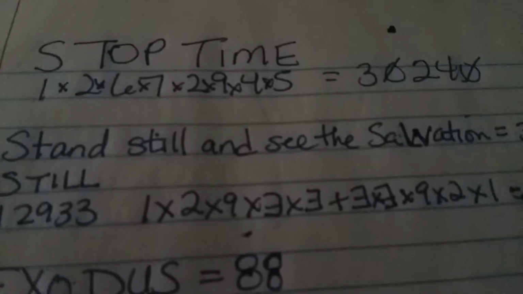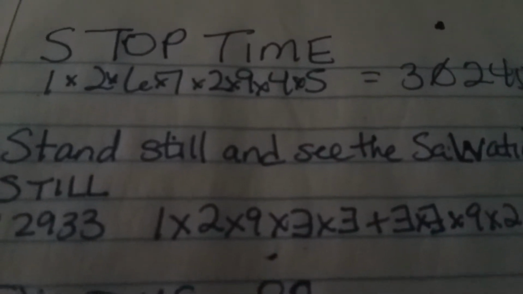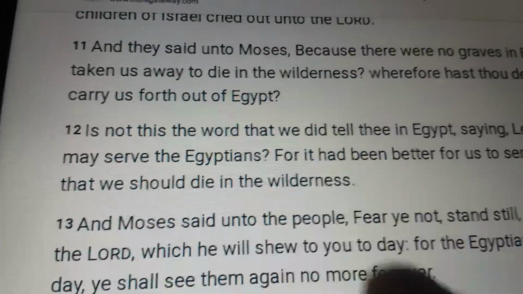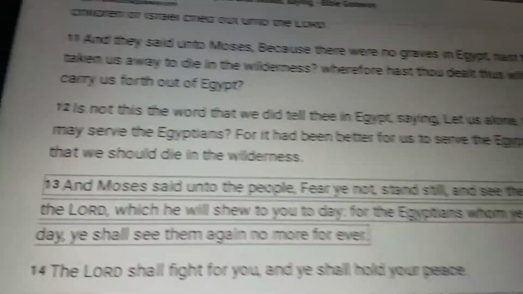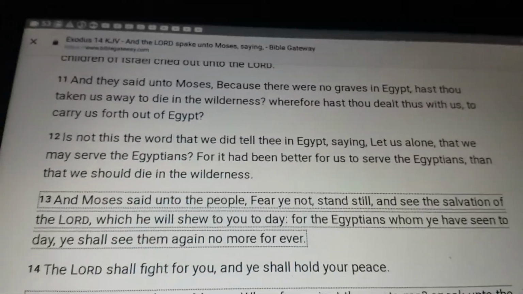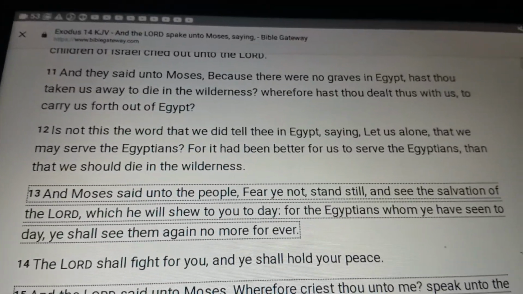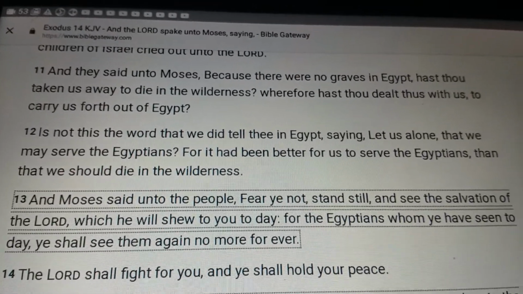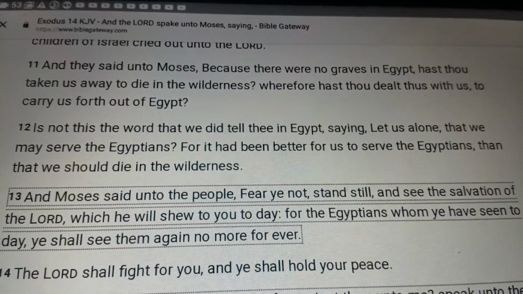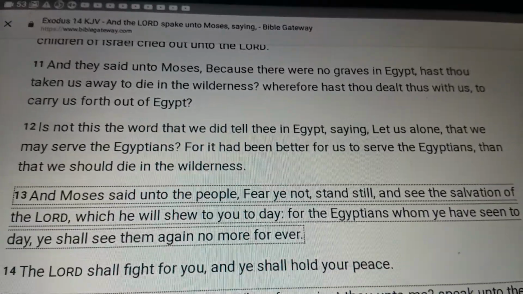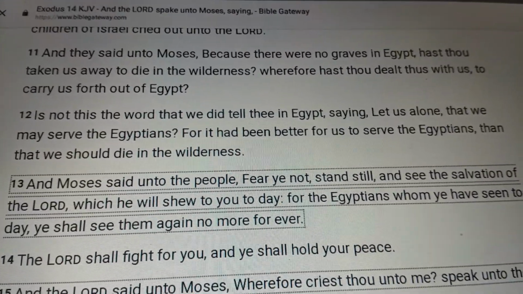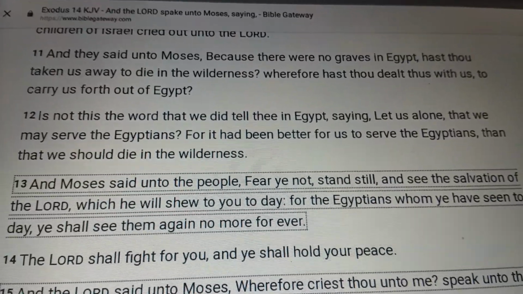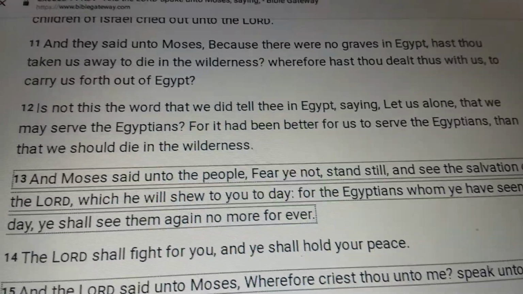Okay, I'm going to keep that in mind, and I'm going to read verse 13 of Exodus chapter 14. So Exodus chapter 14 and verse 13. And it says, And Moses said unto the people, Fear ye not, stand still, and see the salvation of the Lord, which he will shew to you today. For the Egyptians whom ye have seen today, ye shall see them again no more forever. So he said, stand still.